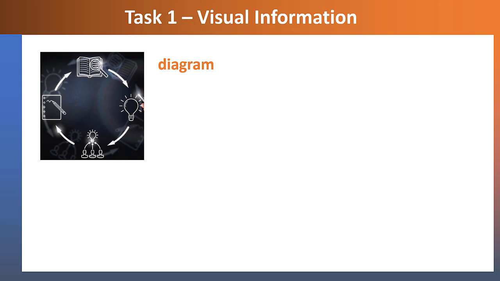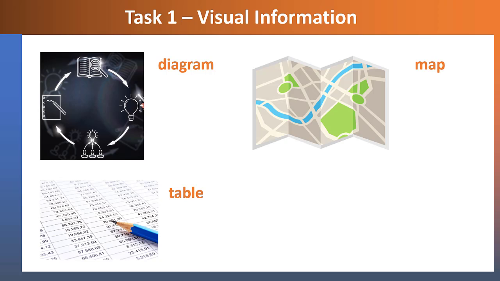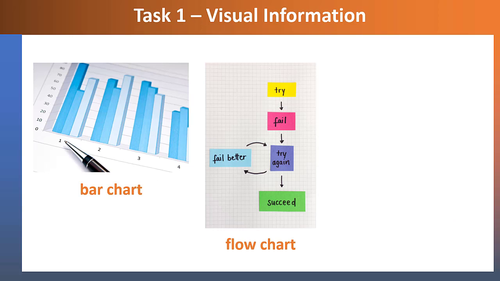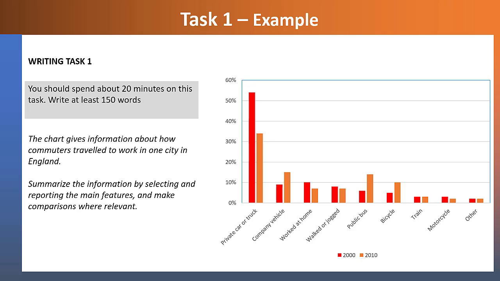Firstly, for Task 1, we need to know the different types of visual information that may be used. It could be a diagram, a table, a map, a line graph, a bar chart, a flow chart, or a pie chart. You have to describe the most important information displayed by this. Let's look at an example question.